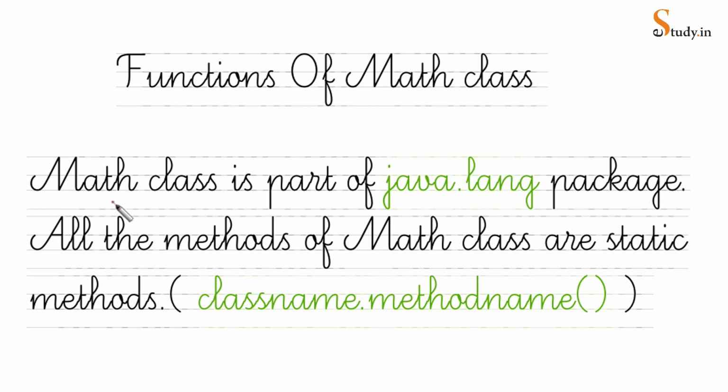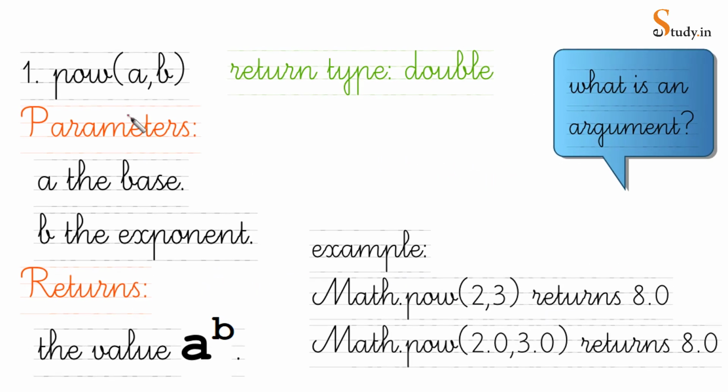We will learn some of the methods of the Math class, and the methods of the Math class are static methods. That means we will be using the notation class name dot method name. If you do not know what static methods are, we have covered this topic in methods and functions. You can watch those videos to understand static methods. So let's start.